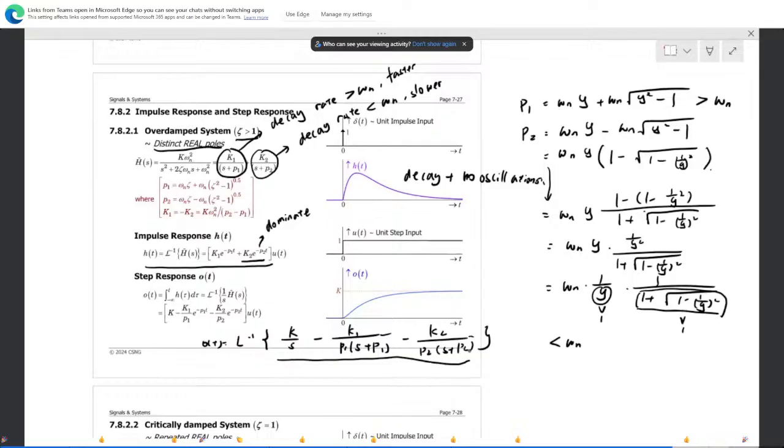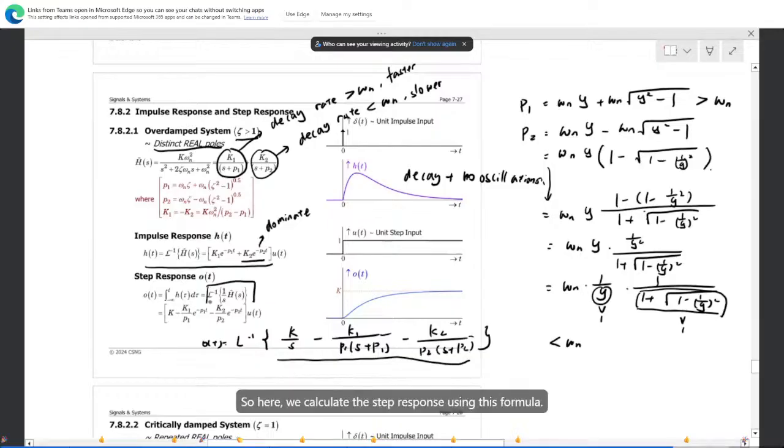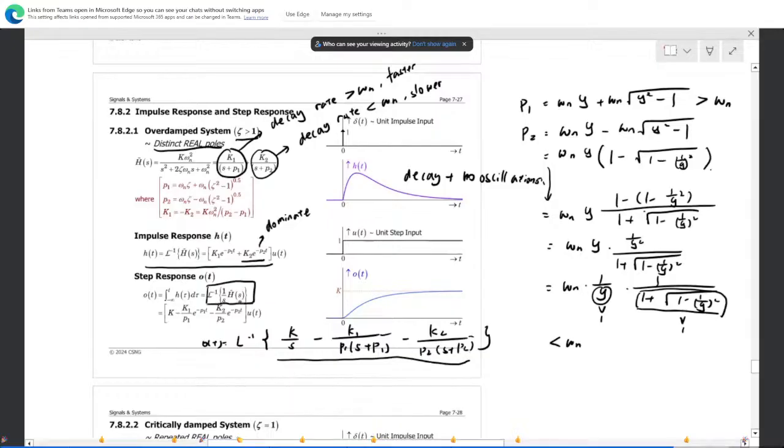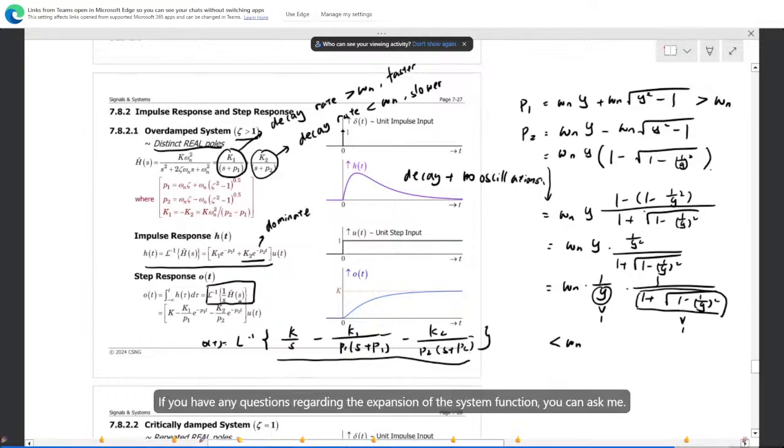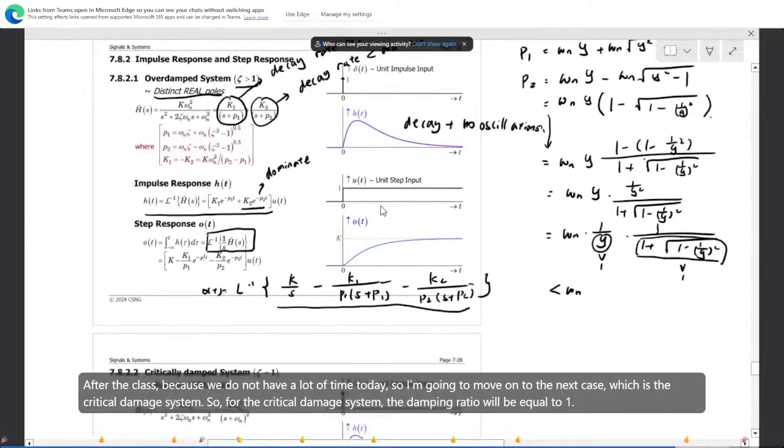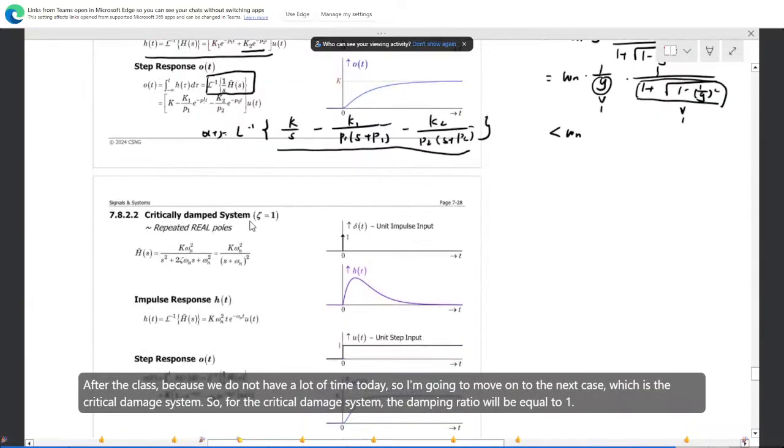Now can I move on? So here we calculate the step response using this formula. If you have any questions regarding the expansion of the transfer function, you can ask me after the class because we do not have a lot of time today. So I'm going to move on to the next case, which is the critically damped system.